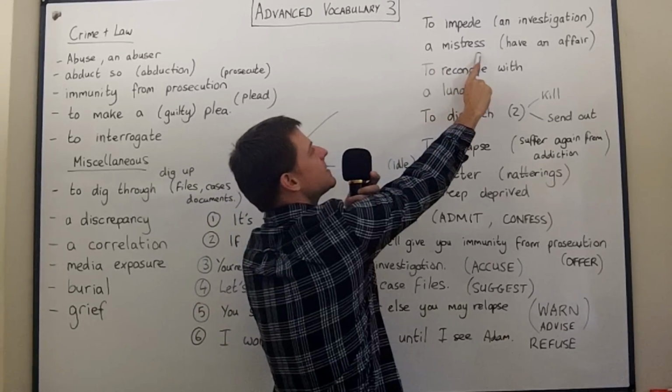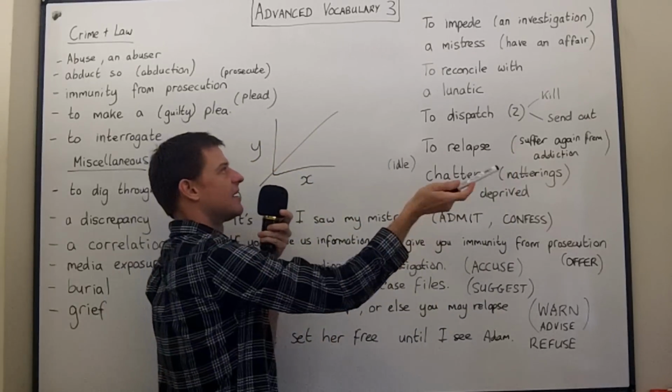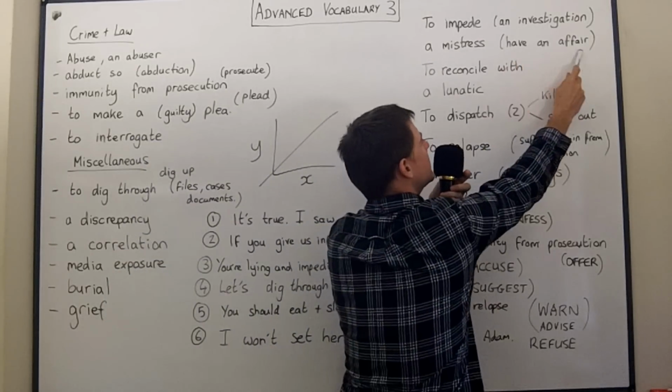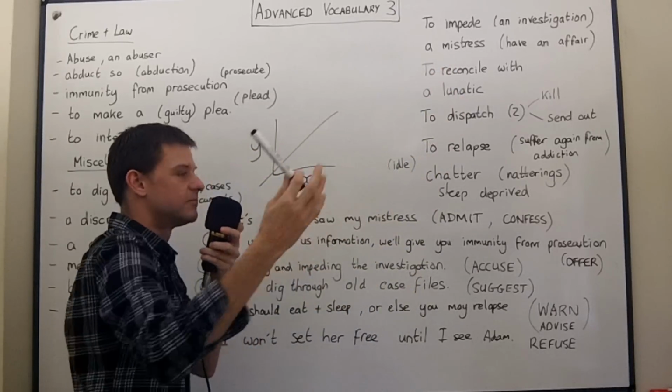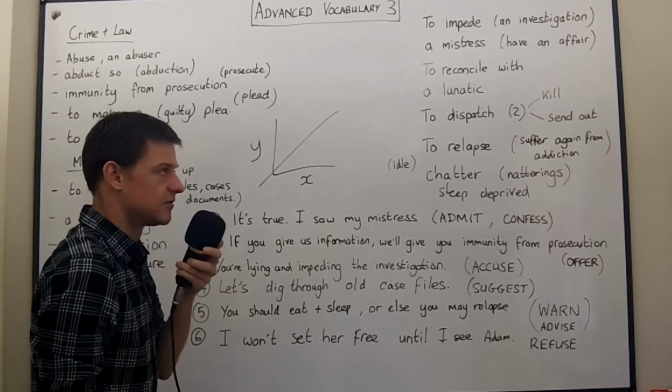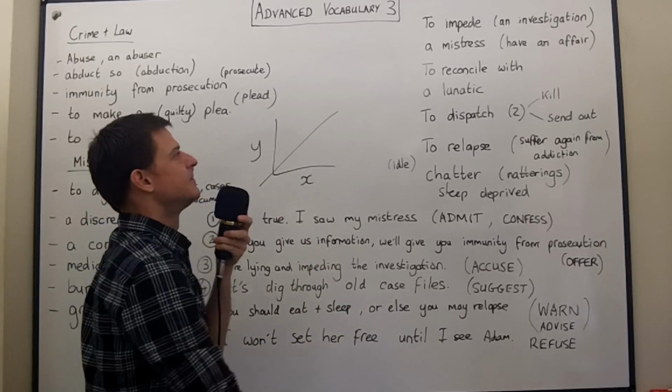Okay, the guy had a mistress. He denied it at first, but then he admitted having a mistress, so he was having an affair. It's a good word to remember, it's only for women, of course. You couldn't use this for a man, but it means the other woman.